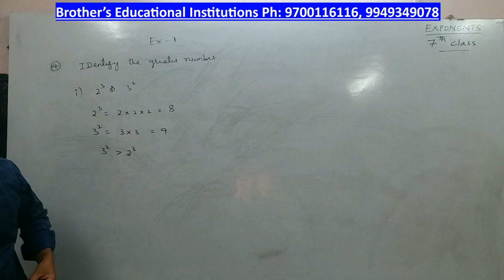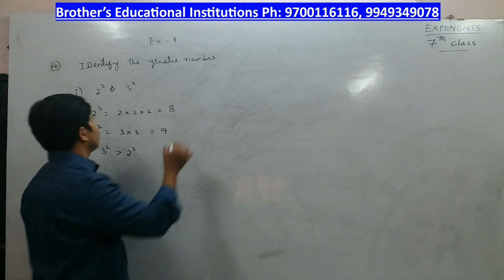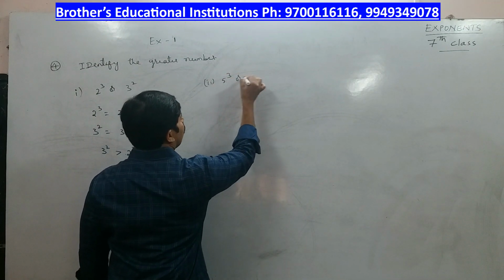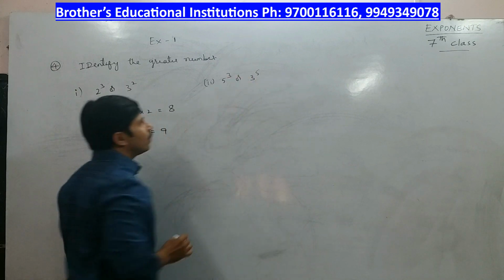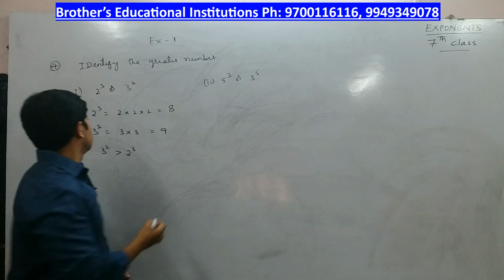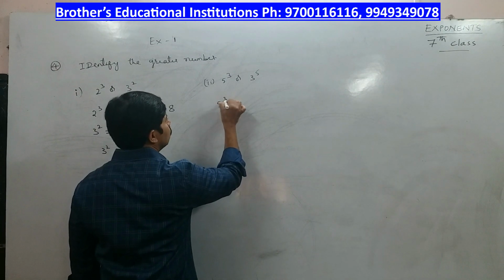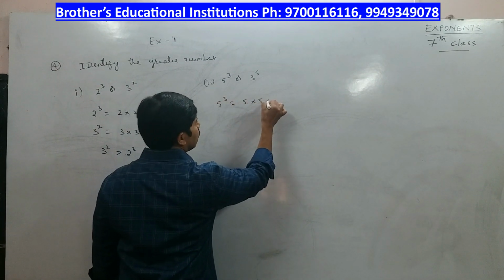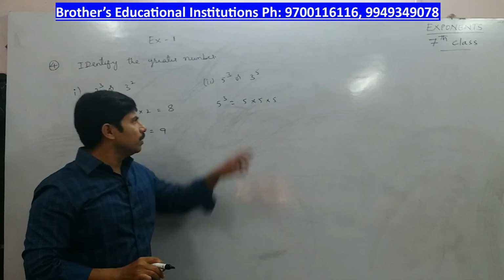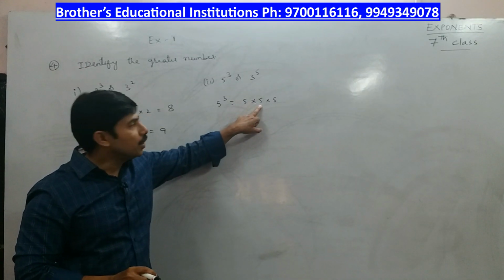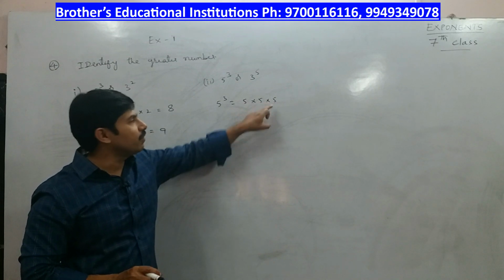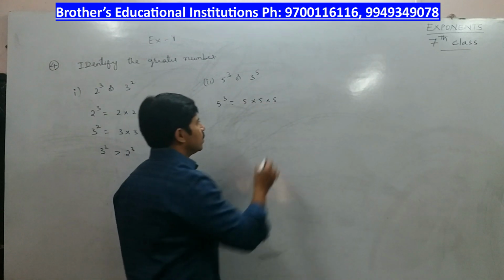In the second one we have 5 cube or 3 power 5. Which one is greater? In order to find out which one is greater, we will solve this. First take 5 cube, 5 into 5 into 5. After writing in expanded form, 5 5s are 25, 25 5s are 125. So I'll write 125.